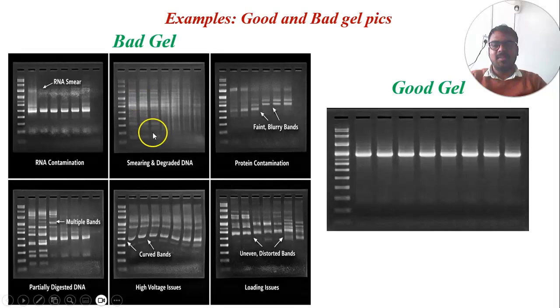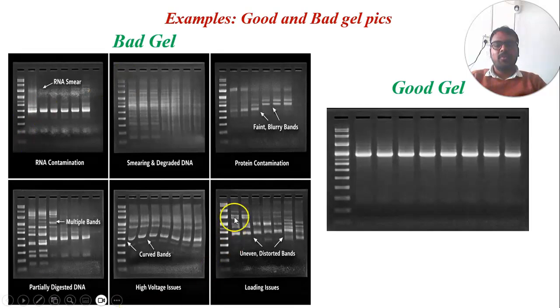In the second picture you can see here. Similarly, if faint, very blurry bands are there, there might be a chance of protein contamination. Similarly, if multiple bands are observed like this, in the left picture at the bottom, there might be partial digestion of the DNA. Similarly, if curved bands are observed in the fifth picture, it is mainly due to voltage fluctuation in the electrophoresis unit. And if there are any loading issues while loading the DNA sample into the wells, if you make any mistake, then uneven bands will be formed.